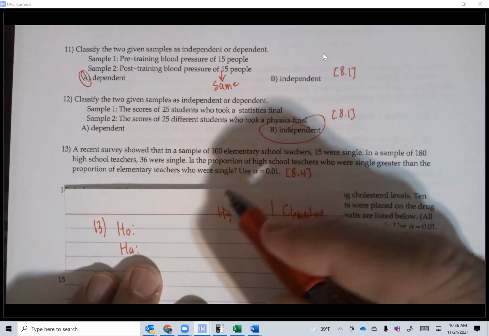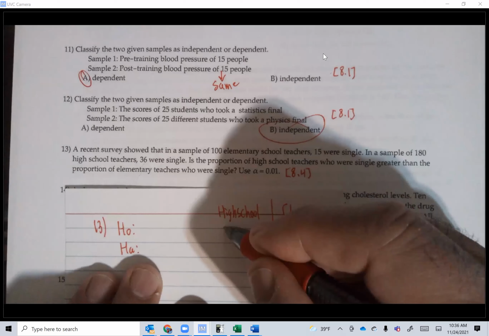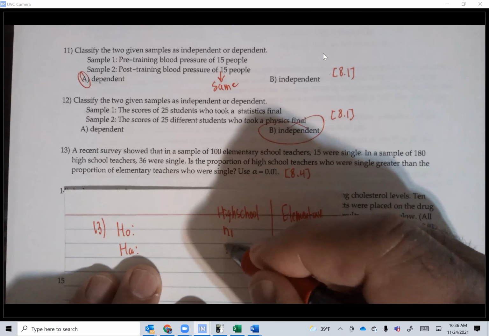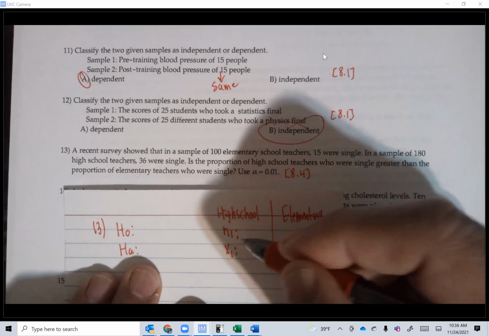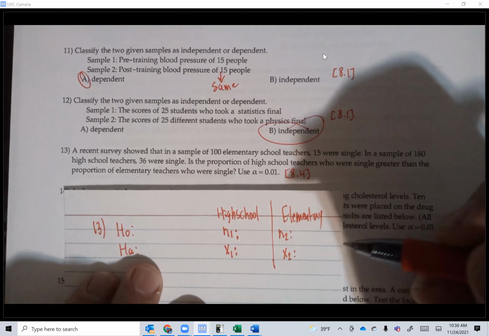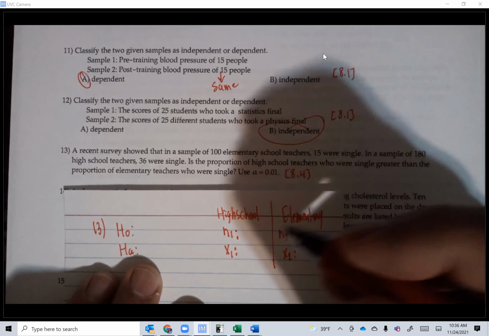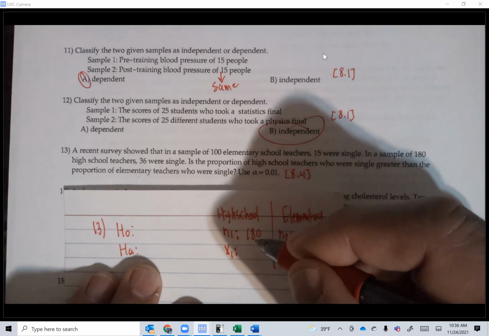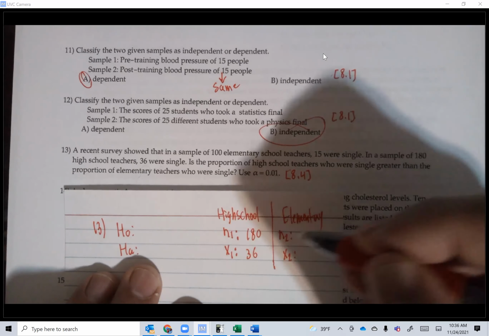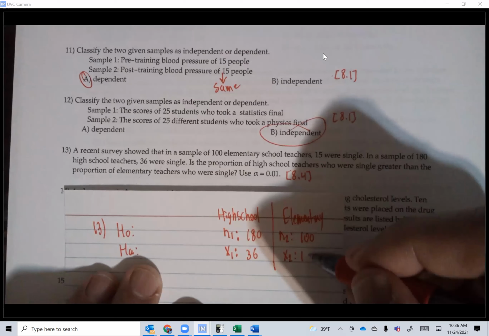He says, is the proportion of high school teachers. So I put the high school teachers data as 1: N1 and X1. This is what you need. N2 and X2. Okay, how many high school teachers? We have 180, and 36 were single. How many elementary? We have 100, and 15 were single.